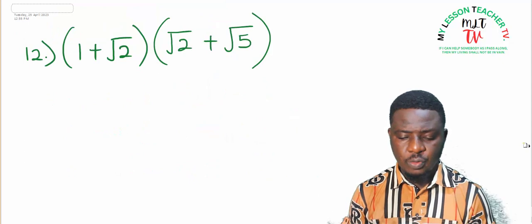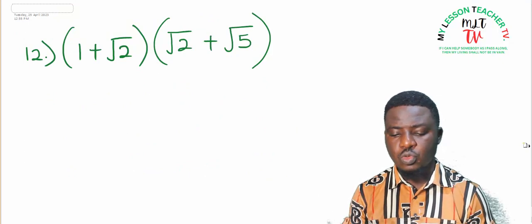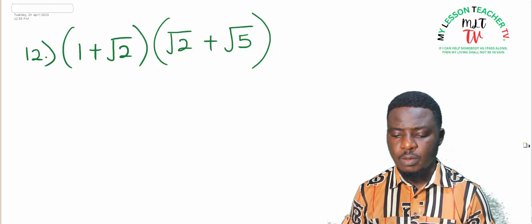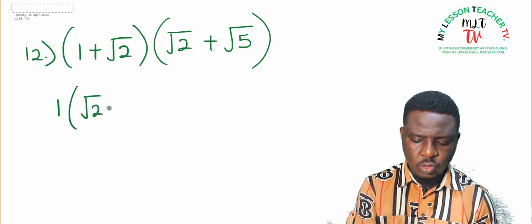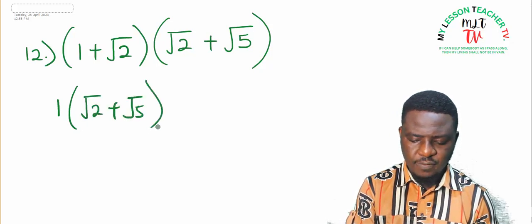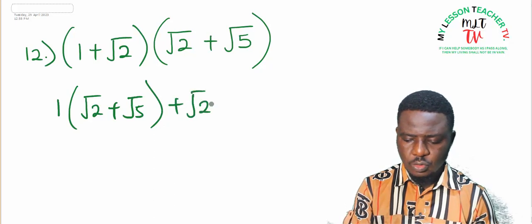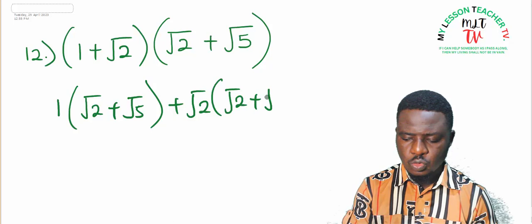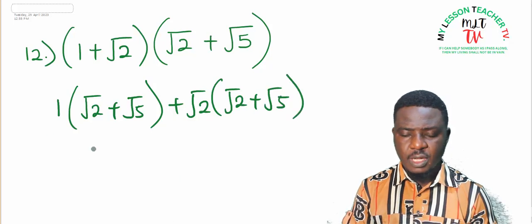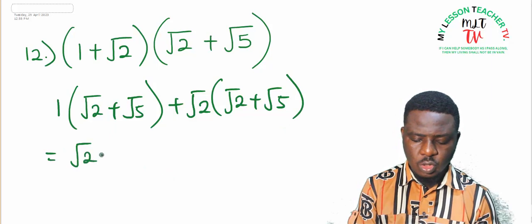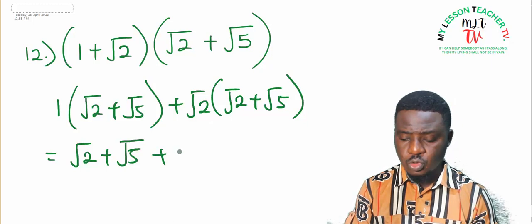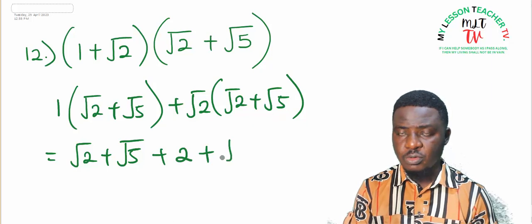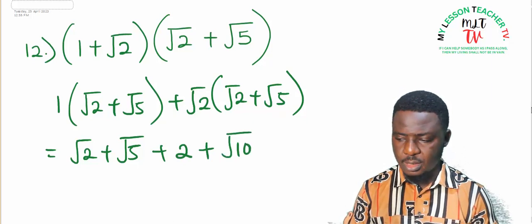Question 12, we have 1 plus root 2 to be multiplied by root 2 plus root 5. We are going to split the first bracket into 2, so we have 1 into root 2 plus root 5 plus root 2 into root 2 plus root 5. And when you simplify this further, this is equal to root 2 plus root 5 plus root 2 times root 2 is root 4, and that is 2, plus root 2 times root 5, that gives us root 10.